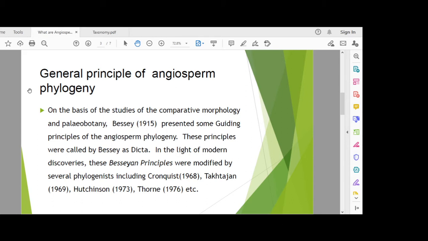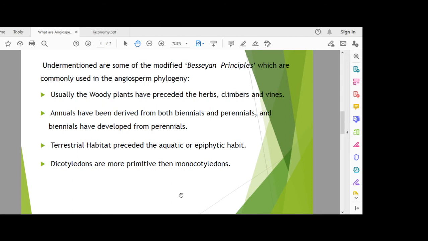On the basis of the studies of comparative morphology and paleobotany, Bessey in 1915 presented some guiding principles of angiosperm phylogeny. These principles were called by Bessey as dicta. In the light of modern discoveries, these Besseyan principles were modified by several phylogenists, including Cronquist, Takhtajan, Hutchinson, and Thorne, etc. Here, mentioned are some of the modified Besseyan principles which are commonly used in angiosperm phylogeny.